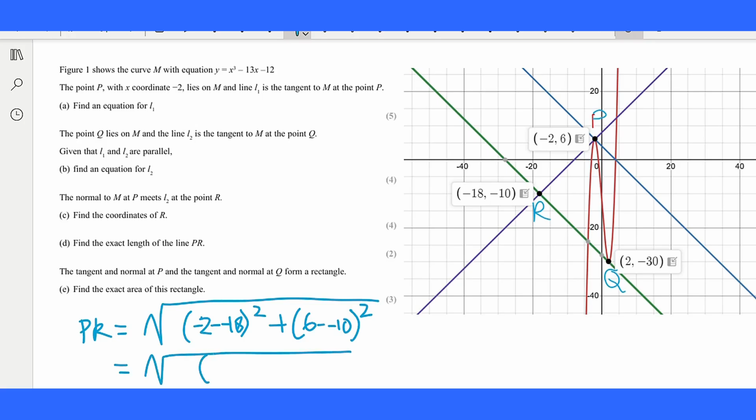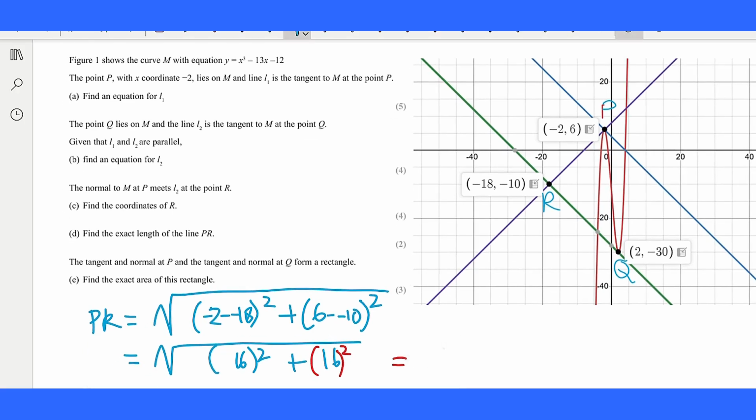So this will become the square root of 16 squared plus 16 squared. Now it becomes the square root of 2 times 16 squared, and then we can take the square root of 2 out, and the square root and square cancel out, so 16. It will be equal to 16 root 2.